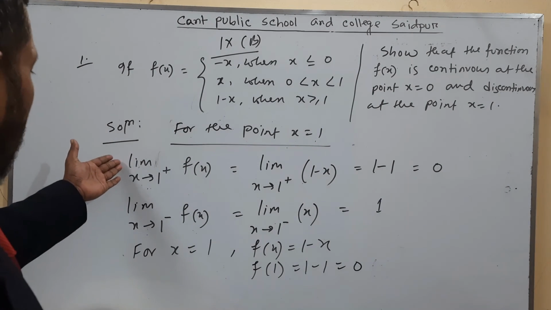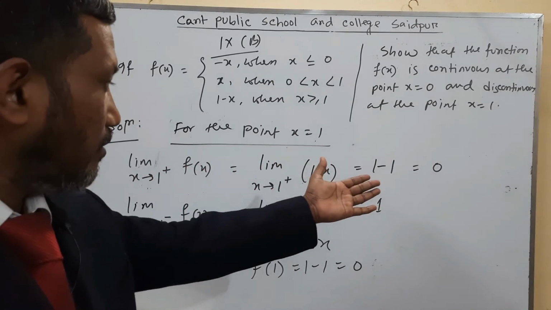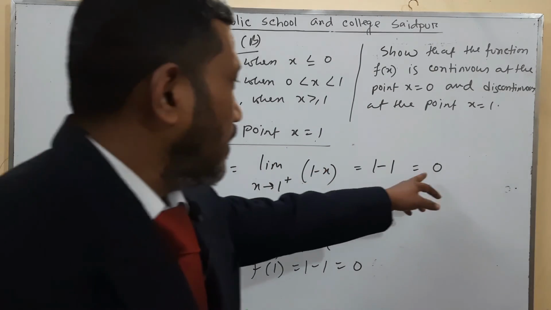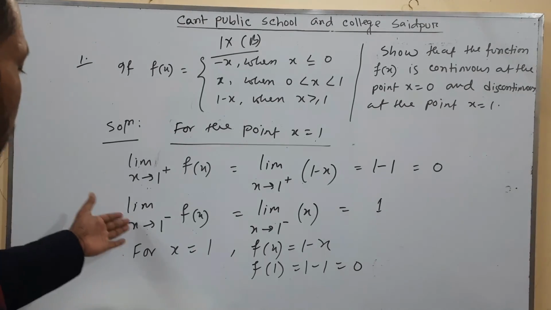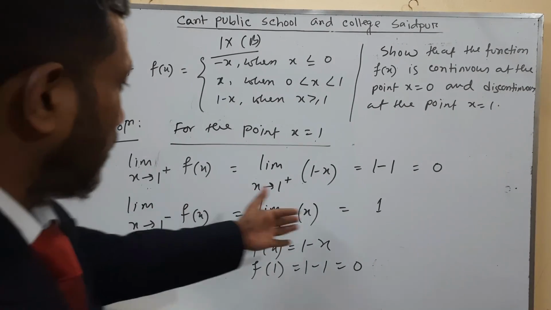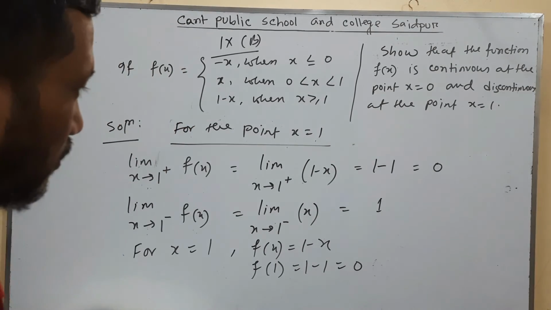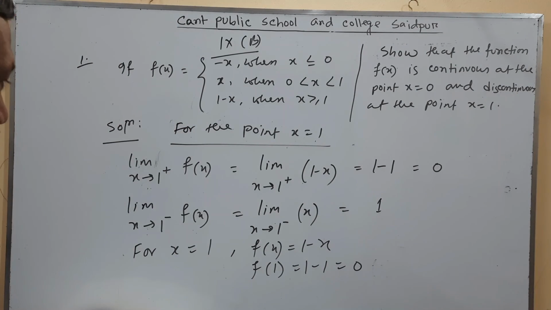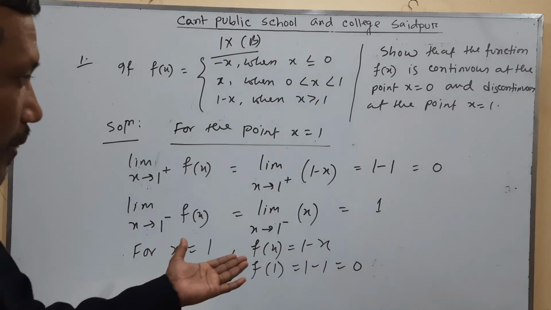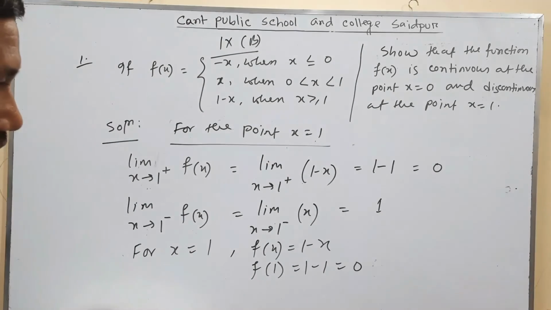This is the right hand limit, its value is 0. The left hand limit value is 1, and the functional value is 0. So we are seeing the left hand limit, right hand limit, and functional value are different values. All are not equal.